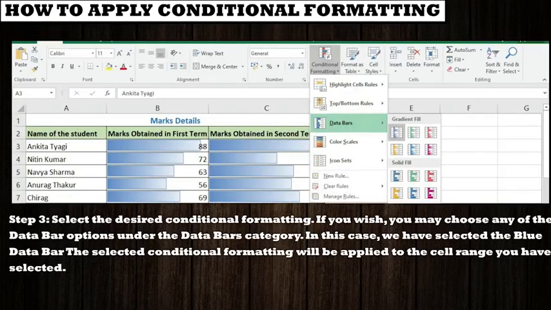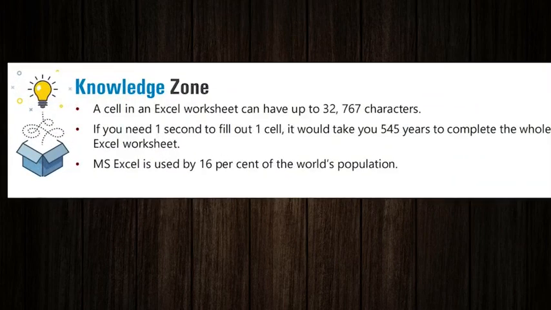Step 3. Select the desired conditional formatting. If you wish, you may choose any of the data bar options under the data bars category. In this case, we have selected the blue data bar. The selected conditional formatting will be applied to the cell range you have selected.